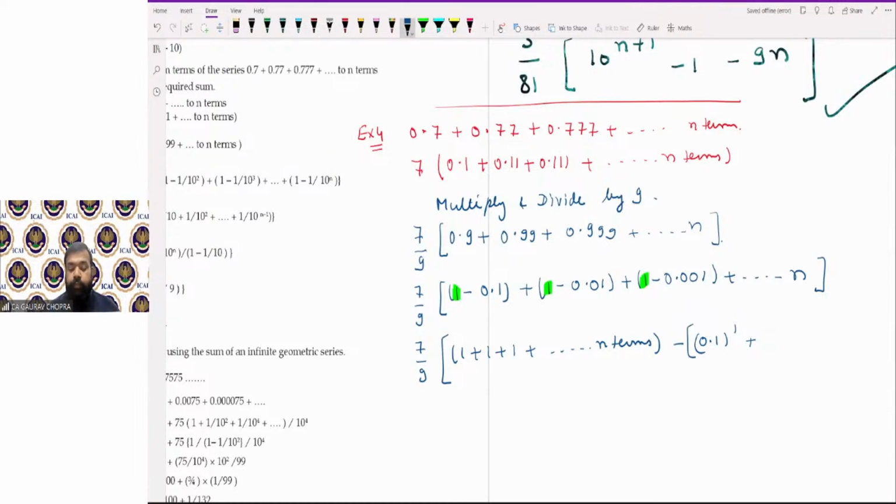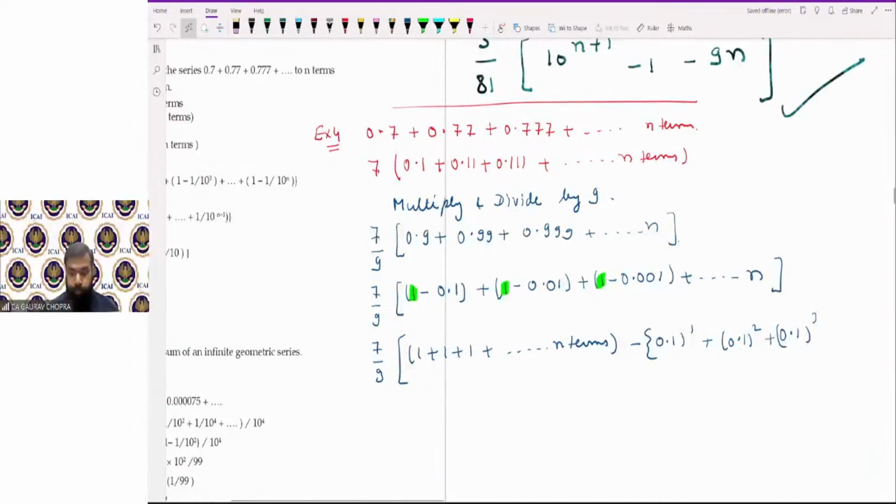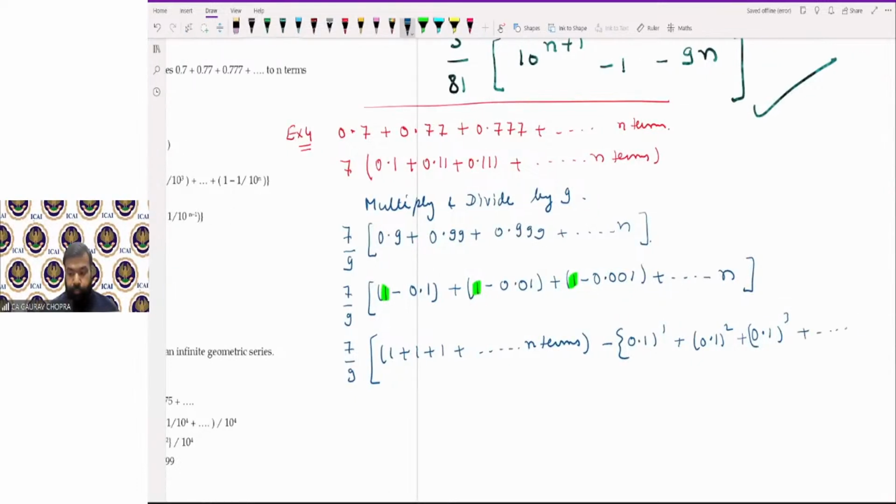और you can write down in curly bracket. Yes. तो माइनस आपने कॉमन ले लिया, 0.1 का पावर 1, देन 0.1 का पावर 2, 0.1 का पावर 3 and so on up to n terms. Now you can again simplify this and get the result. So 1 plus 1 up to n terms, it will become n. Then the second portion is simply the GP. तो उसका आपको GP की तरह सॉल्व करना है.